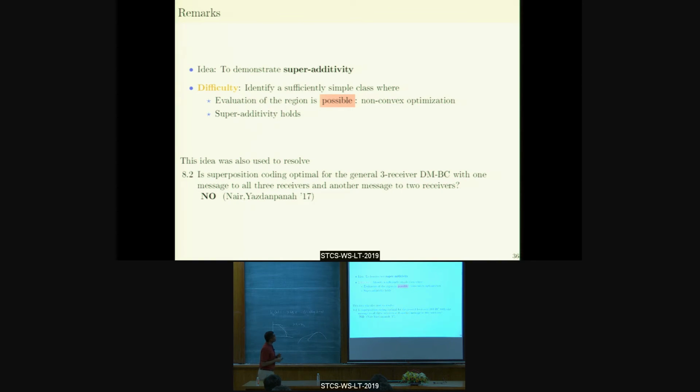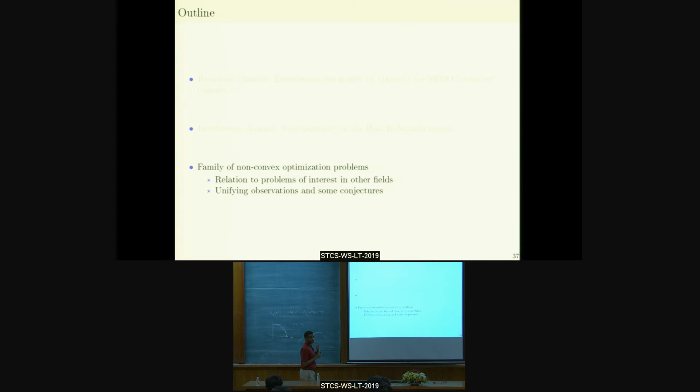Okay, so this is the second. It's a fast overview of the interference channel. Now I want to spend some time on the last part, which I want to go slowly because I want to lift it up to.